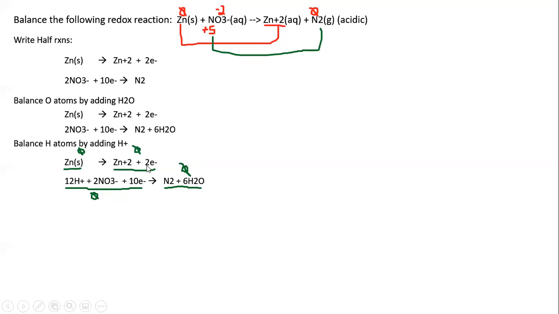Now we need to balance electrons. The first half reaction has 2 electrons. The bottom half reaction has 10. So we need to turn the top half reaction into 10 electrons, so we have to multiply the entire equation by 5.